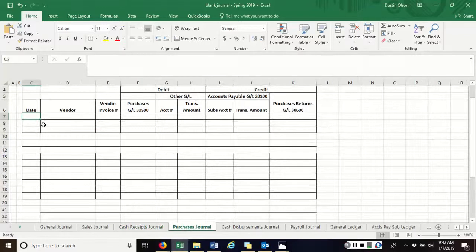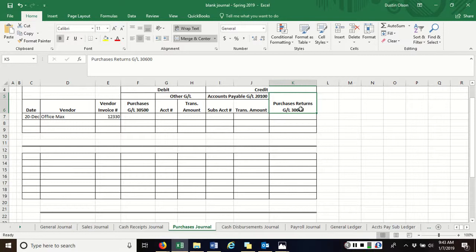So now we'll come into our purchases journal, December 20th, OfficeMax. We put in the invoice number. So once again, we've got debit and credit columns here. You see we've got a purchases column and another column in the debit side. In the credit side, we've got accounts payable and purchase returns. So the credit side, much simpler. We only got two options.